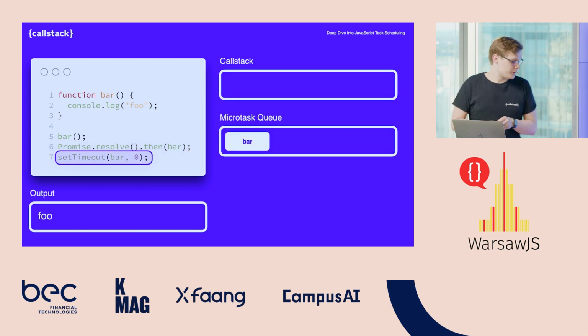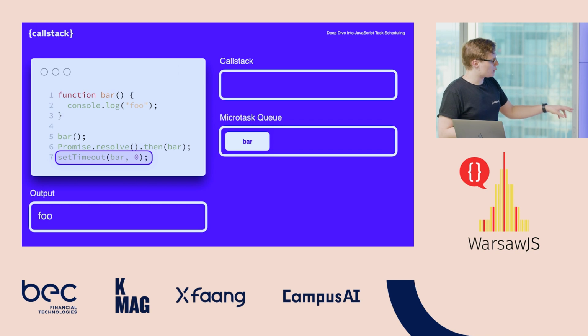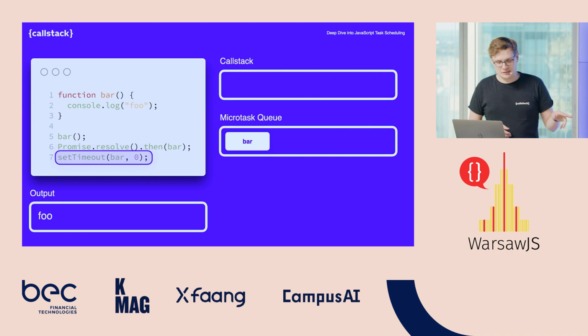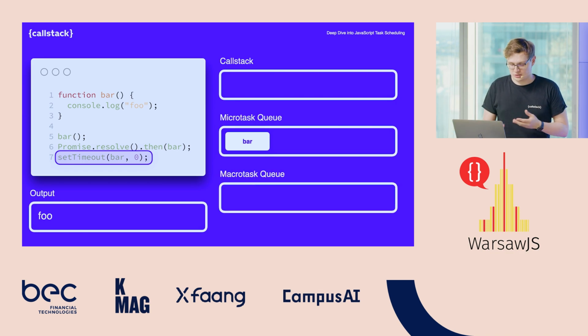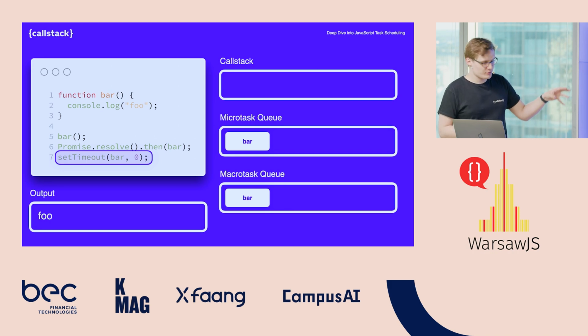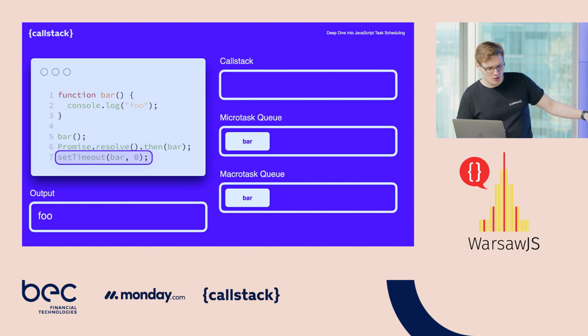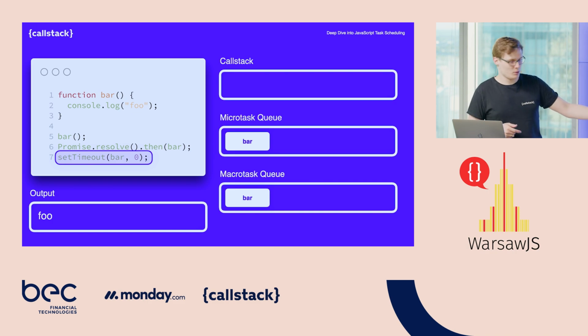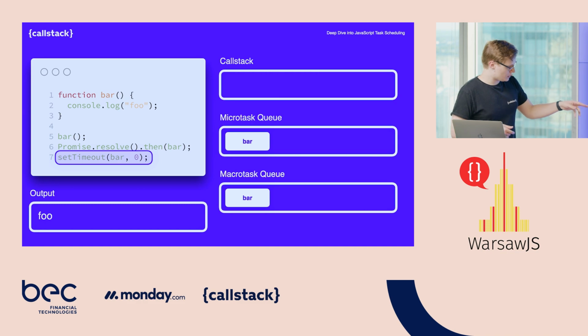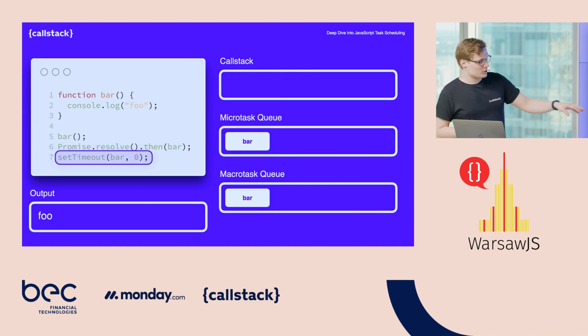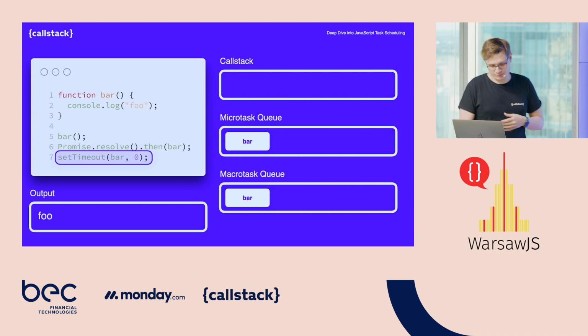And lastly, we are calling the setTimeout, the same function, but with argument 0. What it does is schedule the execution of this function on the macro task queue. So it's two different task queues. The bar function was scheduled on the macro task queue immediately because we passed 0. If we introduce any kind of timeout, the function would not be immediately on the queue, but would be added after some timeout.